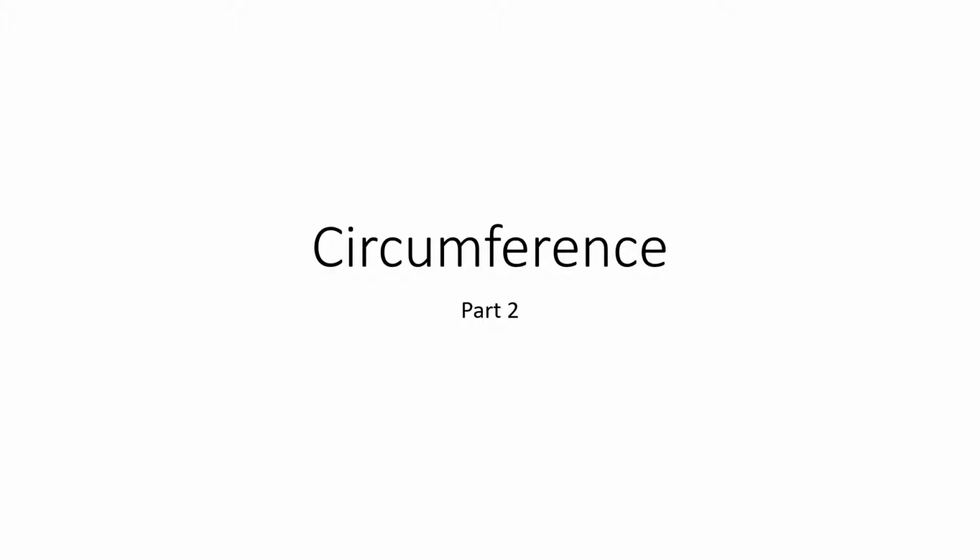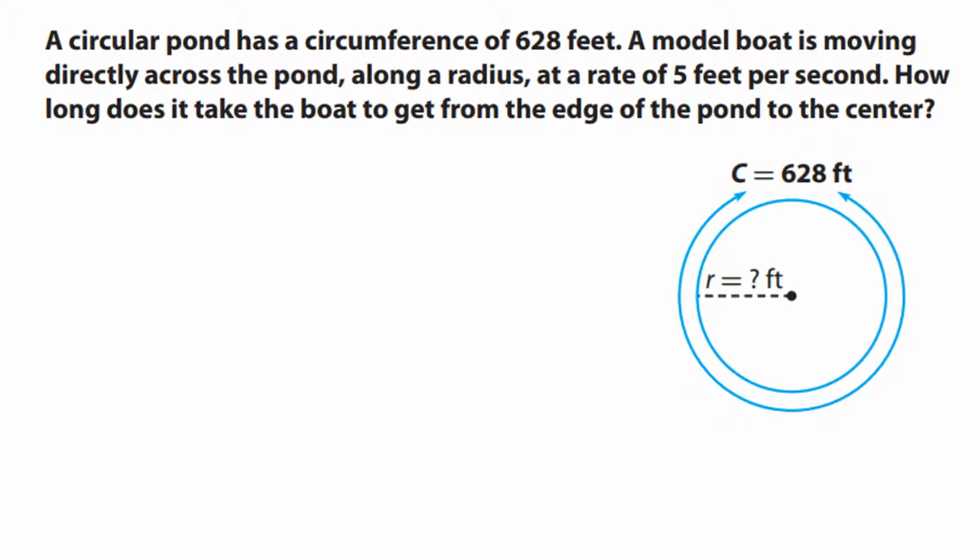All right, circumference part 2, going a little bit deeper into this. We have a circular pond that has a circumference of 628 feet. A model boat is moving directly across the pond along a radius, at a rate of 5 feet per second. That's important, we'll use that later. How long does it take the boat to get from the edge of the pond to the center? So we need to know what the radius is first.